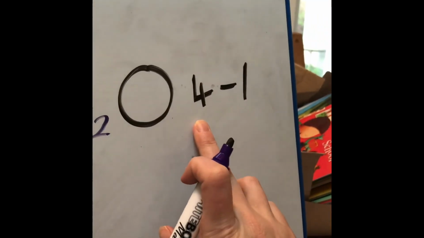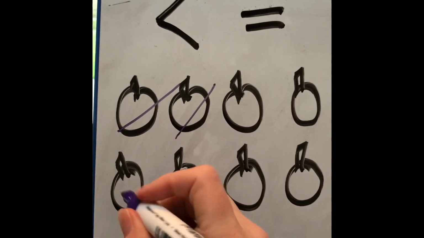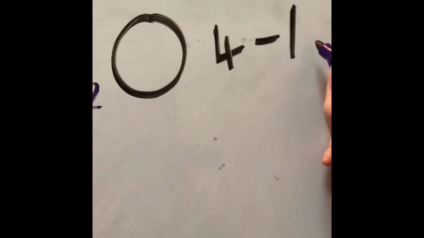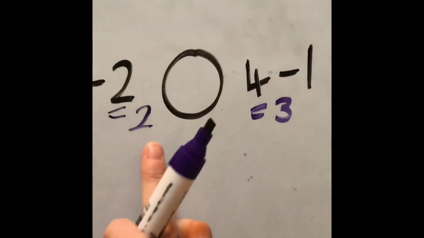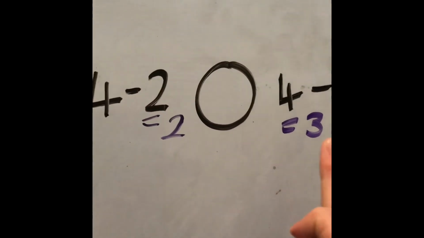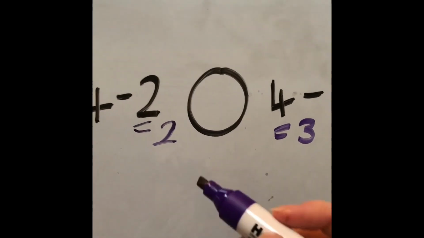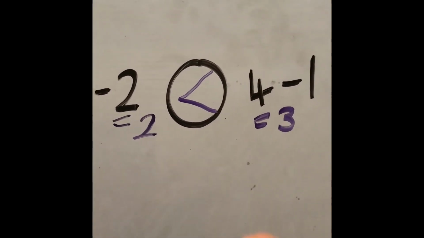The next part of it was 4, take away 1. So again, we'll go back over here. We've got 4 and we'll take away 1 and it leaves 1, 2, 3. So we know that this answer over here equals 3. Right, so now we're comparing 2 and 3. We know that 3 is the bigger number and 2 is a smaller number, that's fewer. So we know the crocodile is going to want to eat the 3. So he's going to be going that way.